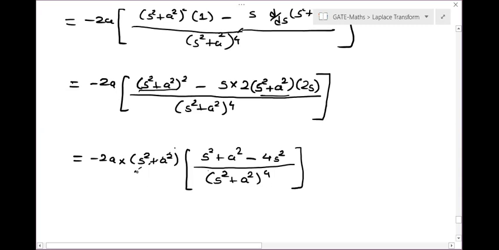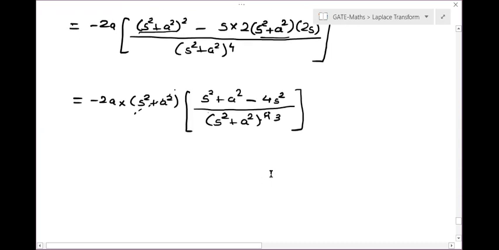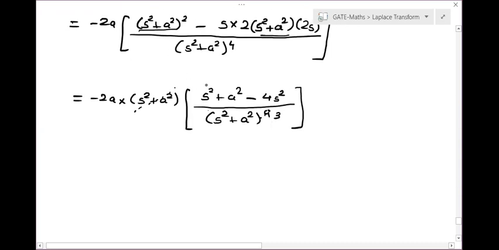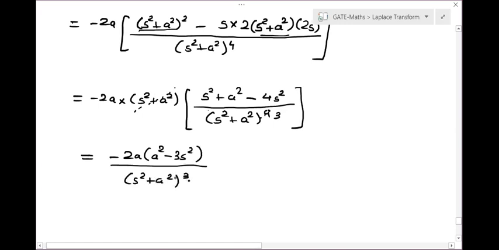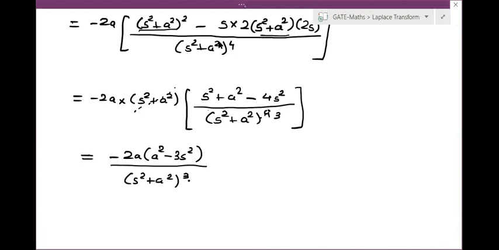This will get cancelled out. So this is your power 3. And this s square minus 4s square will become minus 3s square. You can give minus inside also. So minus 2a square minus 3s square divided by s square plus a square whole to the power 3. Right? So this is your answer.